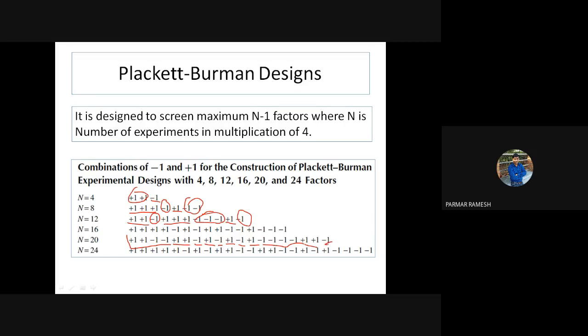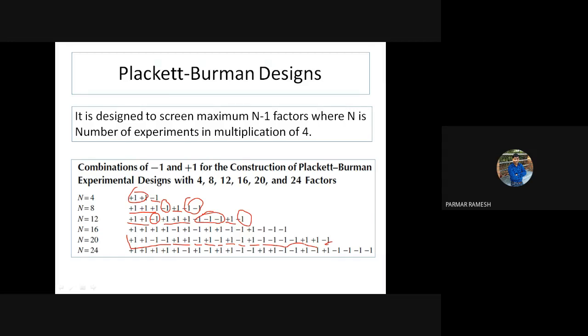If a repeating pattern is observed, then there are chances that 2 or more columns may be identical to each other. And hence, confounding may be observed over here as well. So to avoid confounding, you should avoid repeating patterns. Clear?